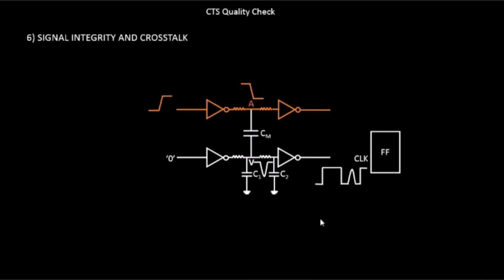For now, this is again one of the quality checks that we need to do for the clock tree also, and the best possible solution is to shield it. So that is one of the solutions, to shield it, and there are other ways to control this particular thing, but this is again a check that we need to do. So we are done with all the quality check parameters.